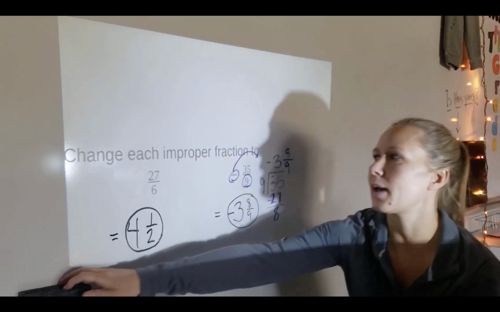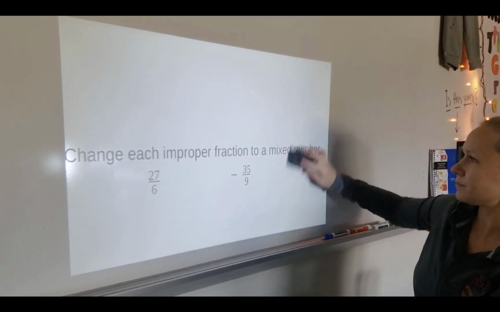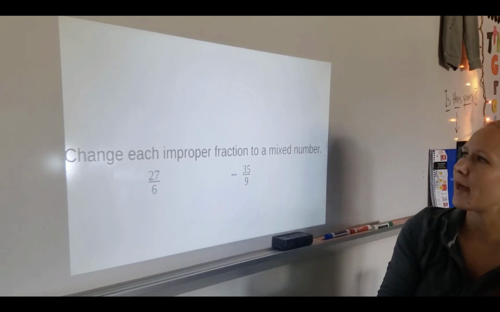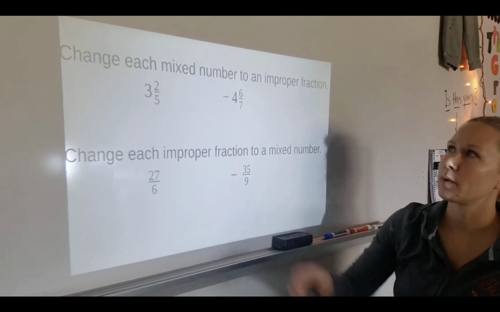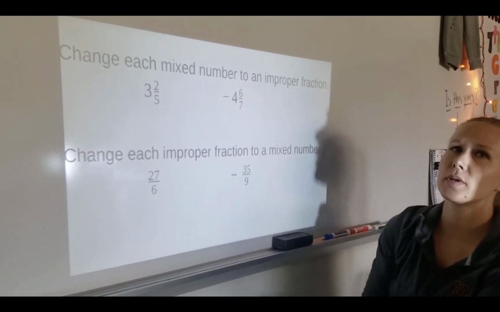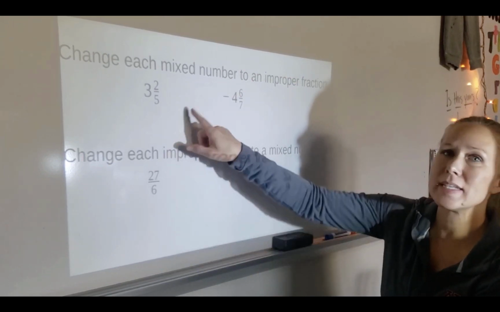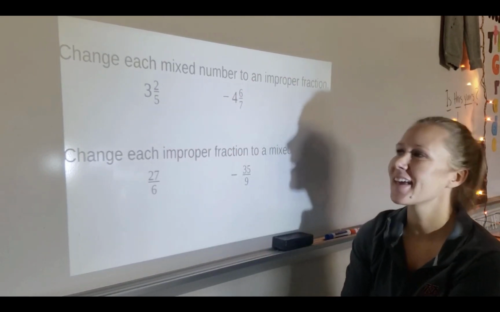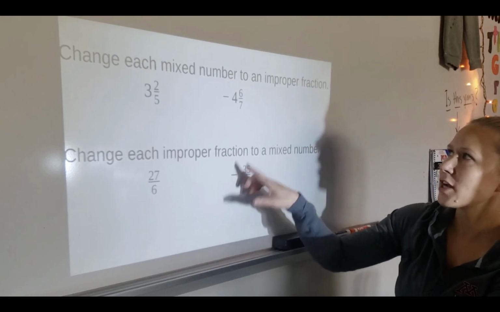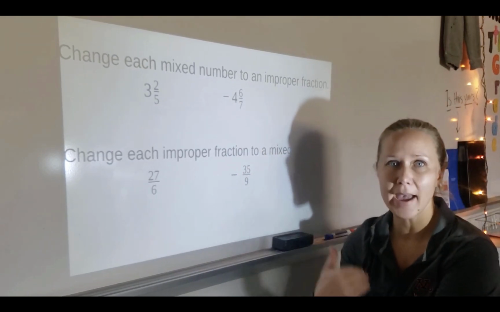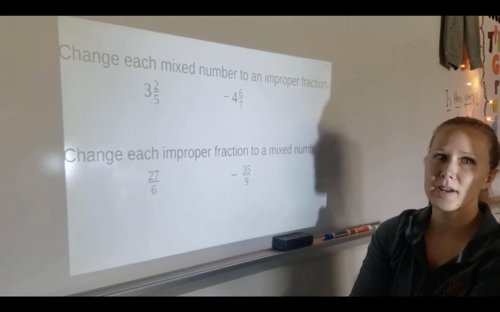Okay, so just to recap, let's refresh what we did here. I'm going to go back up. When we were changing each mixed number to an improper fraction, remember we did the Texas, right? When we changed the improper fractions back to mixed numbers, we divided, okay? And then we wrote it as a fraction.